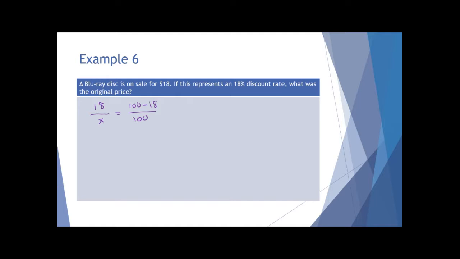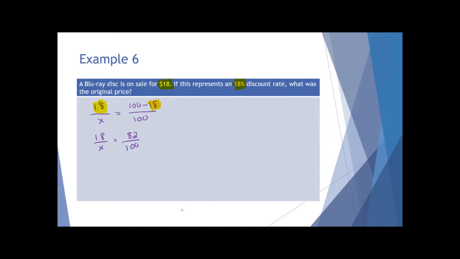I can actually highlight those. So this 18 is the price. And then this 18 is the percent. So that way you can keep track of those. So 100 minus 18, I need to simplify the top of that fraction. So I have 18 over x equals 82 over 100.